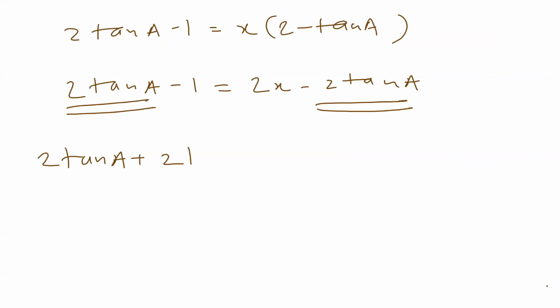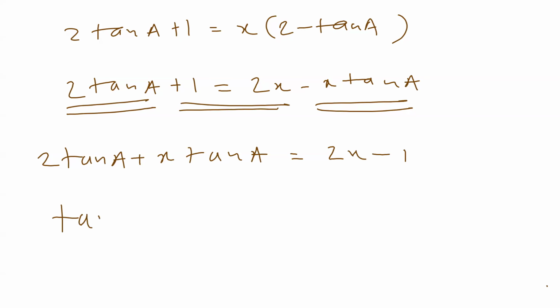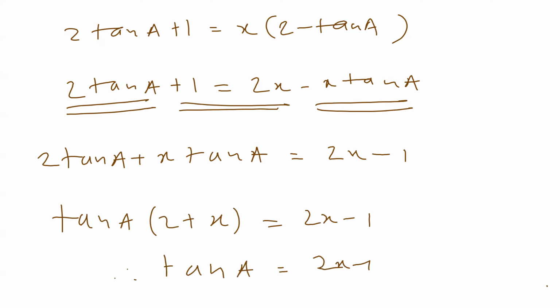So this is plus over here, and this will be 2x minus x tan A. I'm sorry, x into tan A is x tan A. So take that x tan A term on the left hand side, and this will be 2x minus 1. Take these two terms together, which do not have tan A. So tan A into 2 plus x is equal to 2x minus 1. Therefore, tan A is equal to 2x minus 1 upon 2 plus x.